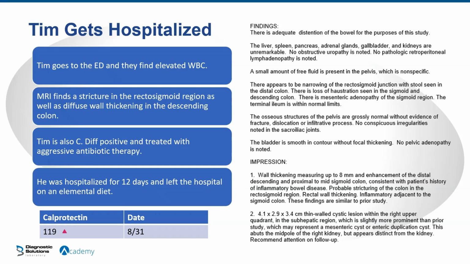He also tested positive for C. diff, and so they started him on pretty aggressive antibiotic therapy, and he was hospitalized for 12 days and basically put on an elemental diet to try to get him into remission. On the elemental diet, after he finished it, then he was able to drop his calprotectin down to 119 because he literally gave himself bowel rest.